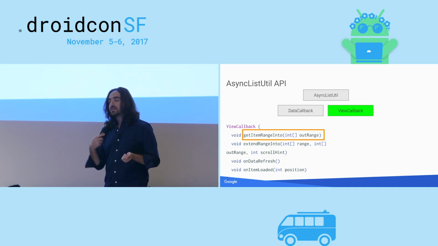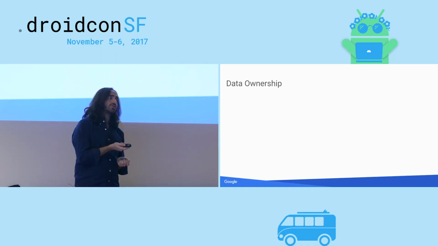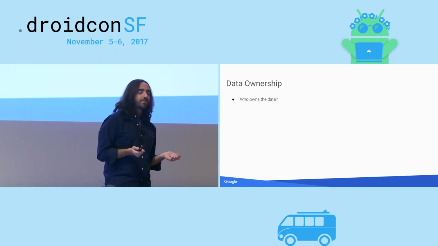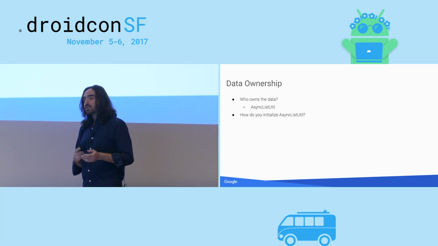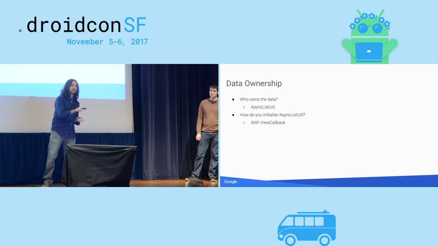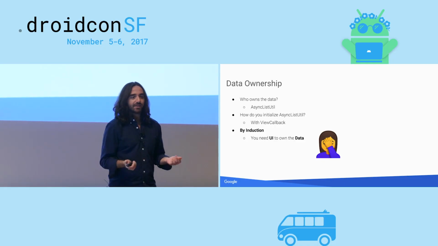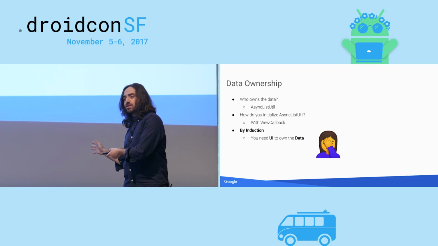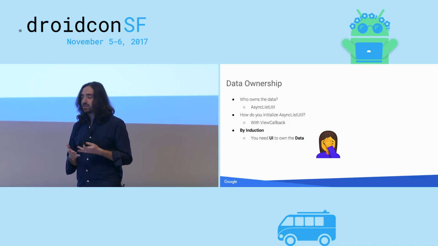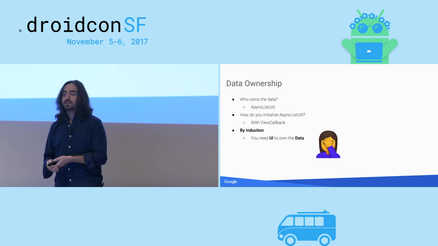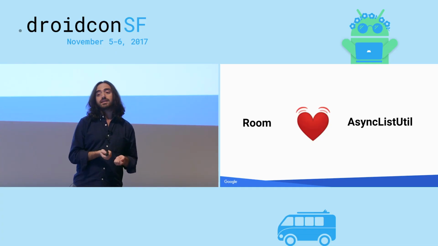Okay, this is good, but you cannot really implement this view callback without having access to a view. So there comes the question of data ownership. Who owns this data is the AsyncListUtil. The AsyncListUtil class is the one that's holding on to your data. But to initialize the AsyncListUtil, you need the view callback. So by induction, you need UI to own the data. Now, shame on myself because I worked on that class, and this is a horrible way to structure things. Sometimes we make this mistake: you're trying to make something easy, and then you forget that it's not a great solution. So the love affair between Room and AsyncListUtil didn't last long.